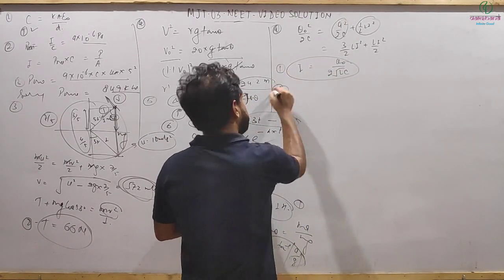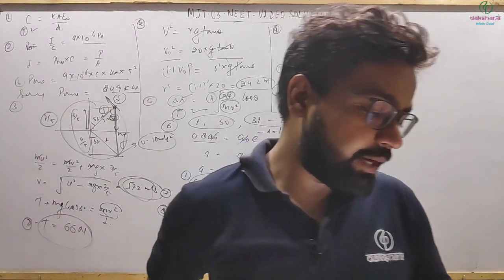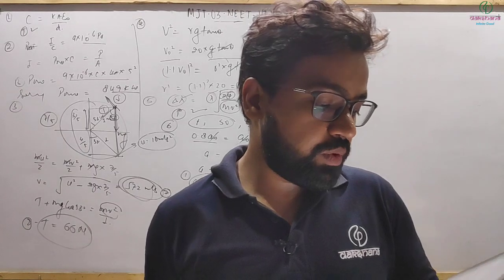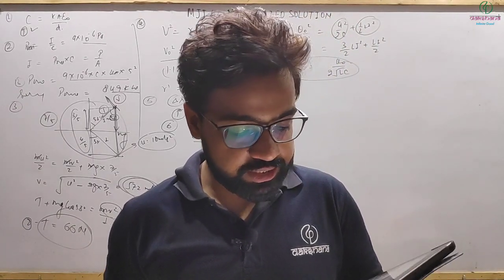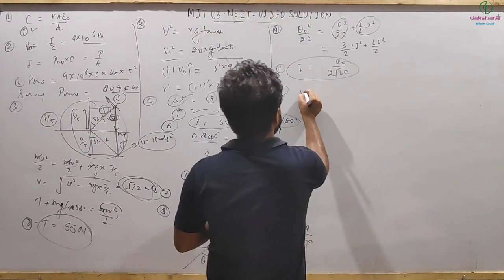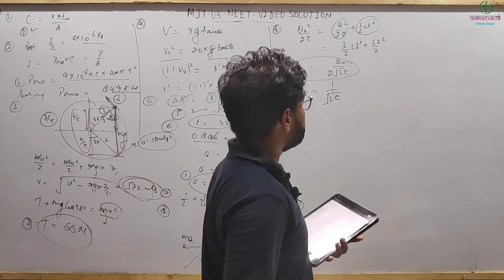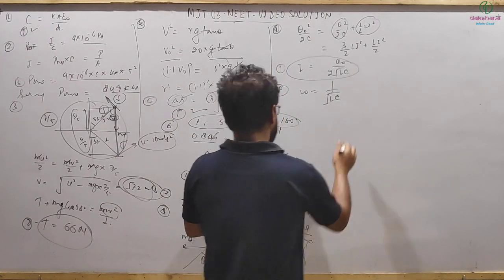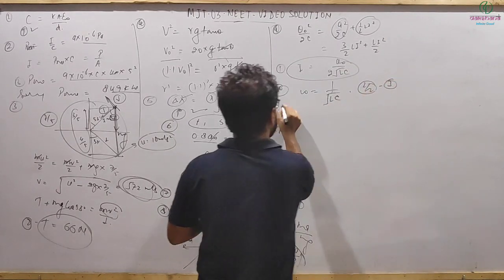Question number 10. In an LCR circuit, capacitance is changed from C to 2C. For the resonance frequency to remain unchanged, inductance should be changed from L to? The resonance frequency is 1 by root over LC. So if C is made twice, then L must be made half, so it should be L by 2. That's matching with option number 3. Question number 11.